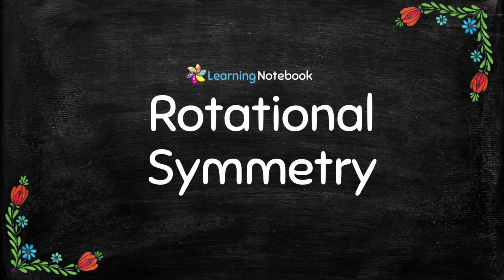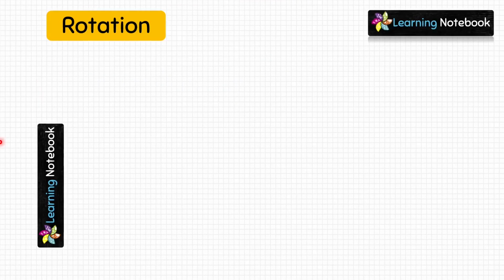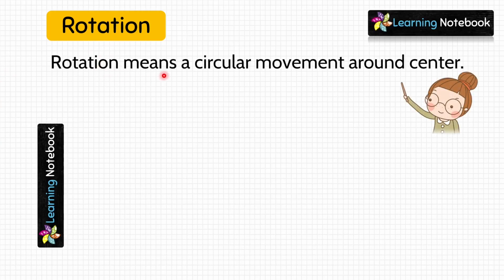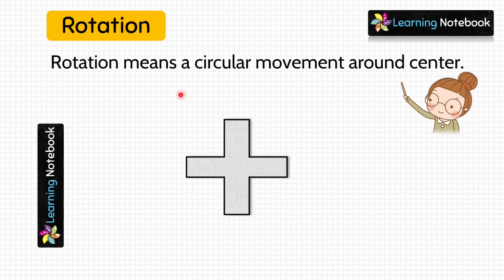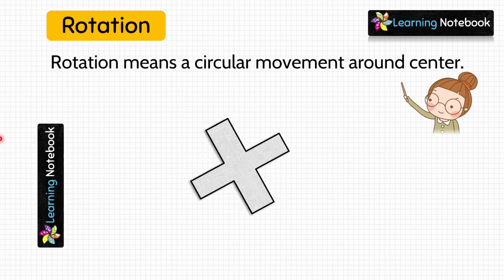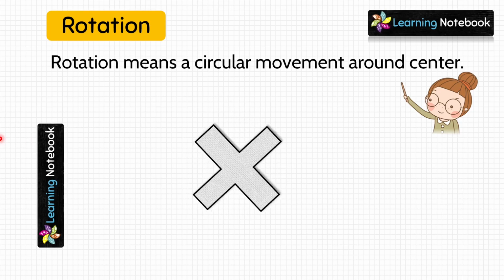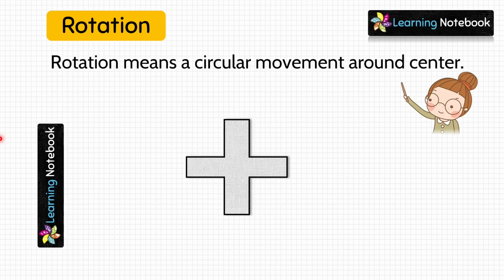Now next let's understand rotational symmetry. Students, to understand rotational symmetry, first we need to learn what is rotation. Rotation means a circular movement around center. For example, take a look at this picture. If we move it around the center, it will move like this. So this circular movement is called rotation.